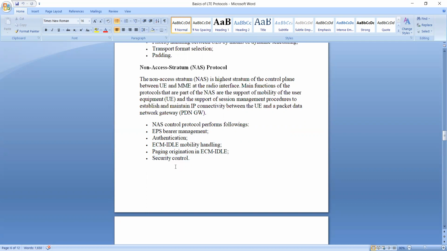NAS security is there. There are two types of security: access security and NAS security. So NAS security is done by the NAS layer. All these points are important regarding the NAS layer. Fine.